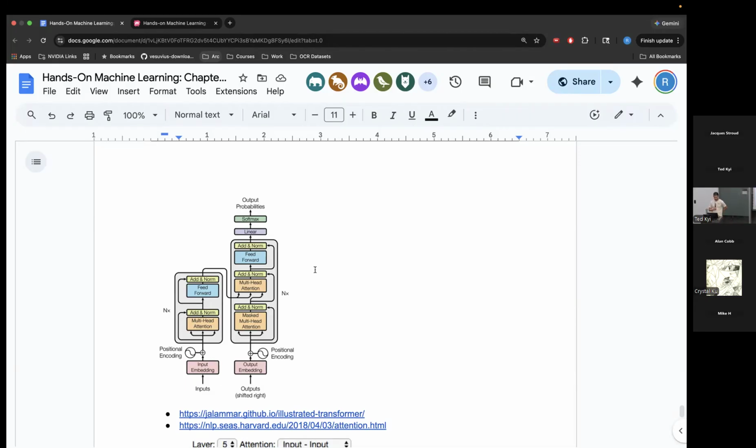I had a question about forecasting. There was a statement in the book. I want to read it really quick. It's a really short paragraph.